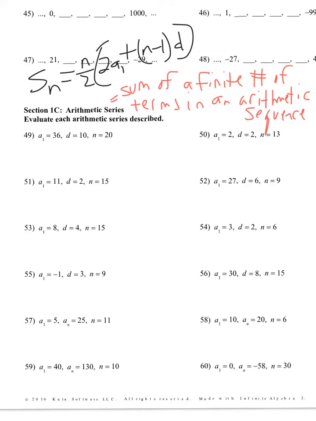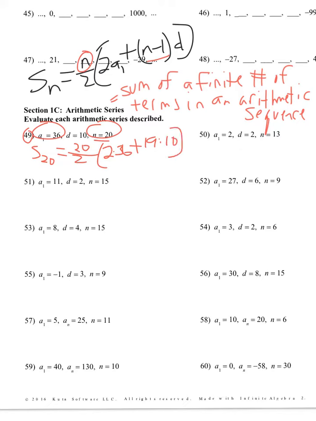And notice in 49, the first one I'm going to do here, that's what we have. So if n is 20, I'm really finding the sum of the first 20 terms, and we're going to take n divided by 2, so that's going to be 20 divided by 2, and then inside parentheses is 2 times a1. a1 is 36, plus n minus 1, which, n is 20, so this would be 19, multiplied by d, which is 10.